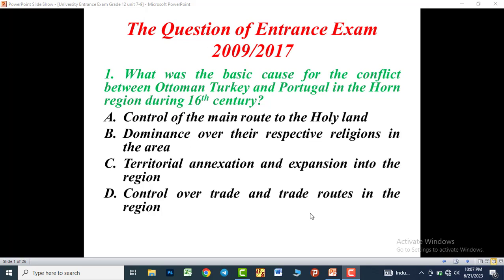Let me explain the cause of the conflict between Ottoman Turkey and Portugal in the Horn regions during the 16th century. You know that the military conflict between the Christian Highland Kingdom and the Sultanate of Adal led to the intervention of Portugal and Ottoman Turkey. The two superpowers of the world were in acute struggle for economic and political dominance in the Horn of Africa. To promote their interests, they used religion as a cover to support opposite sides. Based on this explanation, question number 1 answer is D.